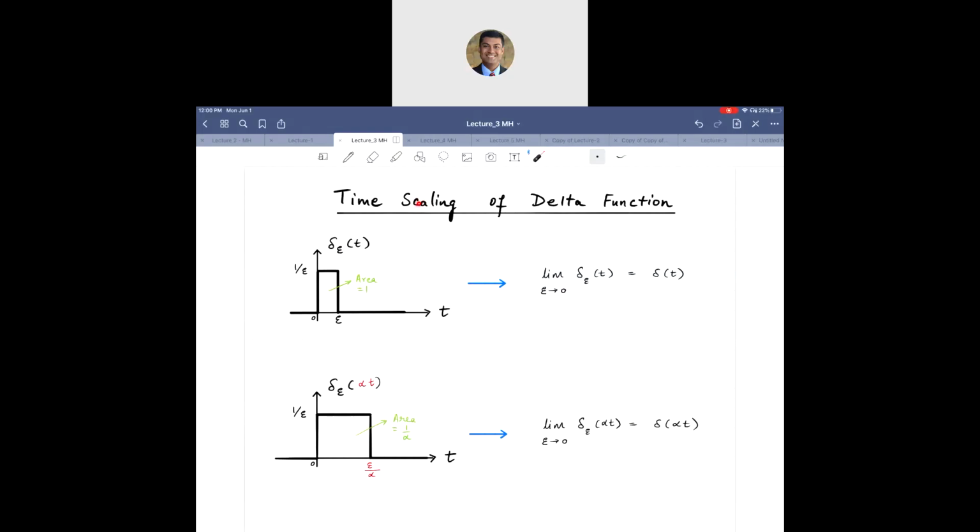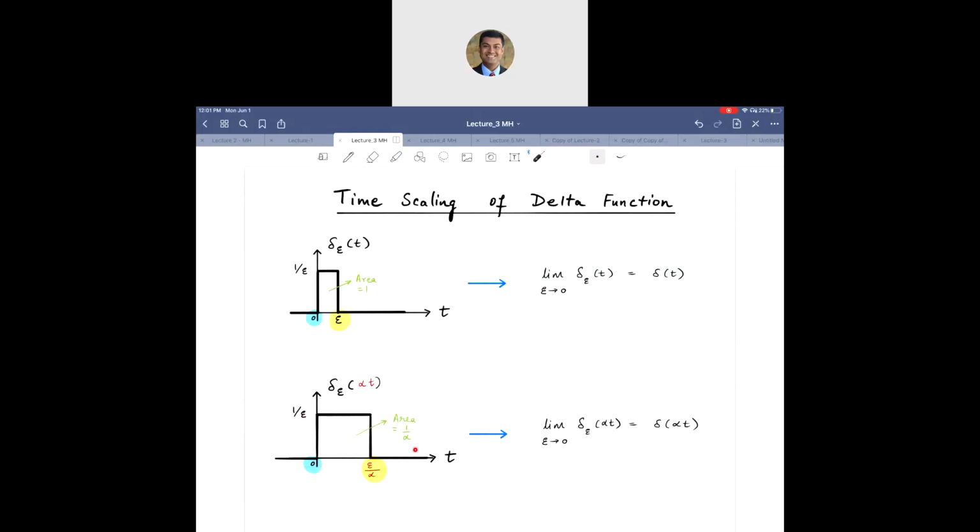Now, what happens when you do a time scale of this delta function? Specifically, what happens when you do delta sub epsilon of alpha t? You are scaling that time by alpha. So when you scale by alpha, this point epsilon will become epsilon divided by alpha. 0 divided by alpha will continue to be 0, so that will not change. This is using the time scaling operation. The height remains as is, 1 over epsilon. We just changed the width.